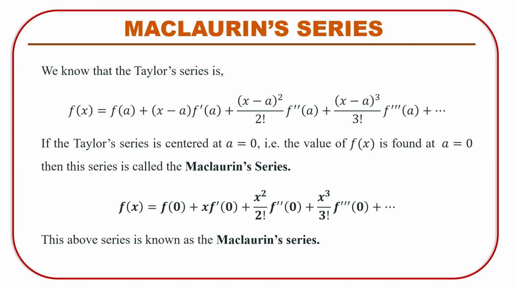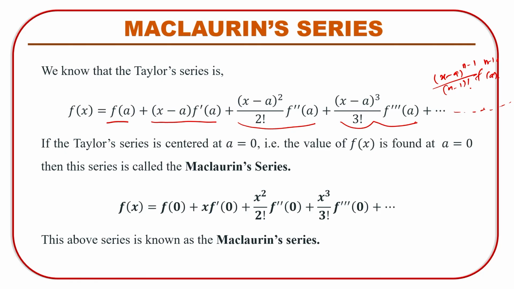So, remember this one, what was the Taylor series? The Taylor series was f(x) equal to f(a) plus (x minus a) f dash of a, plus (x minus a) whole square by factorial 2 f double dash of a, plus (x minus a) whole cube by factorial 3 f triple dash of a, and so on. The nth term was (x minus a) to the power n minus 1 by factorial n minus 1 into f of (n minus 1) of a. That was the Taylor series expansion, going on for infinite terms.